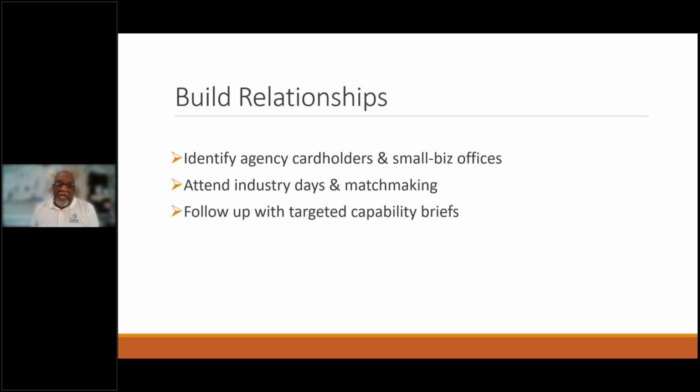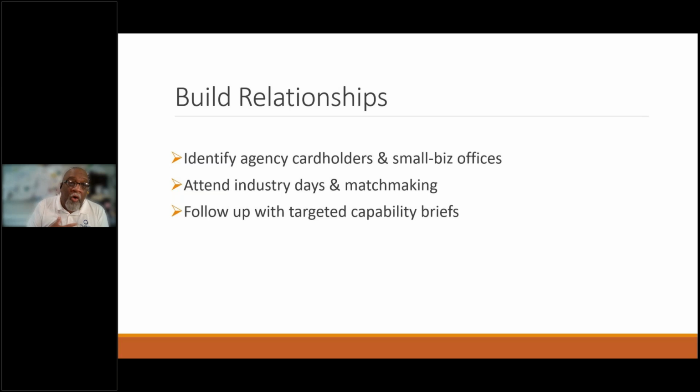Build relationships. Be mindful that the card holder in most agencies is not the contracting officer. So your small business offices, card holders that are in program offices, end user representatives, project officers, CORs, those are the folks that you should be thinking about and talking to. Your industry days and matchmaking, that's another opportunity to talk to end users, program personnel.